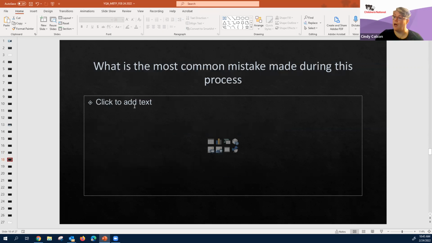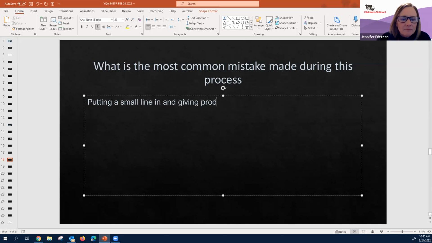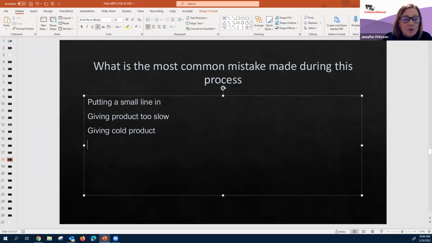Okay. What is the most common mistake made during this process? Ooh, I have one. Putting a small line in and giving it too slow. I think sometimes people are afraid to give blood products too fast. I would also say another: putting in a small line, and giving cold product. What's the one you had, Cindy?